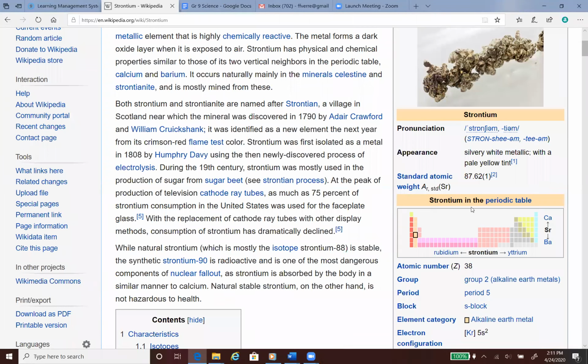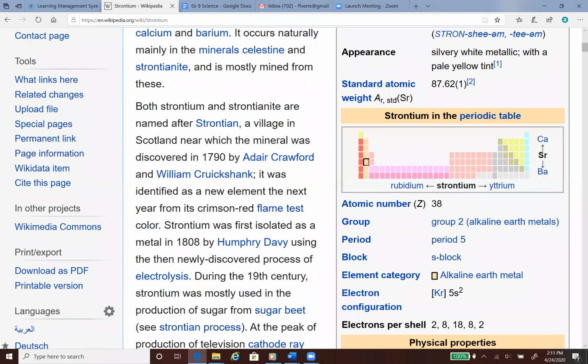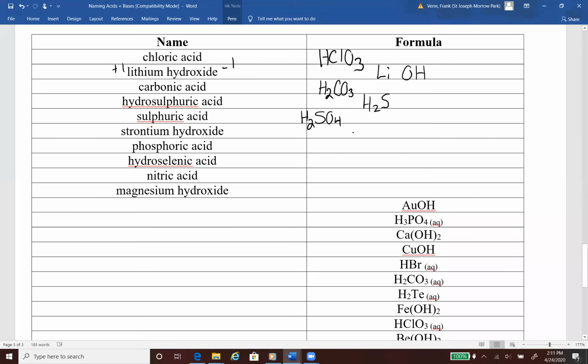So I don't know if you can see that on my screen. It's highlighted right here, number 38. So if you remember your patterns from chemistry, row 1 is +1, row 2 is +2. So strontium hydroxide should be Sr(OH)2, because if this is +2 and that's -1, the crossover rule predicts Sr(OH)2. Phosphoric acid, we did this one already, H3PO4.